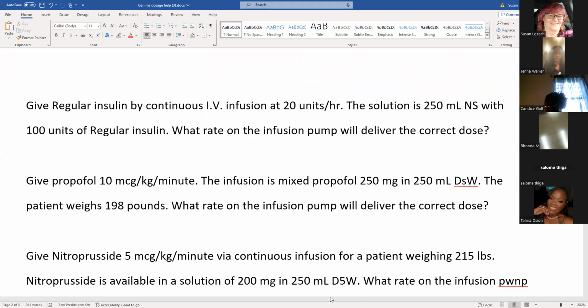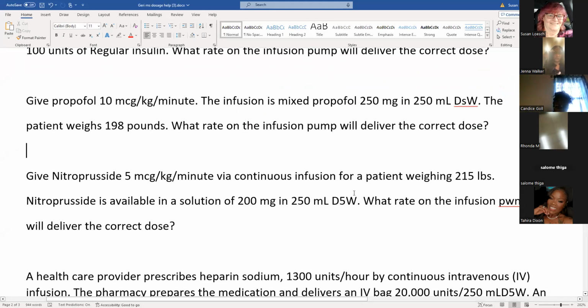All right, let's look at the next one. Now this is similar to the one that we were doing earlier, but there's a little difference in this one. This is asking you again, what rate on the infusion pump will set the correct dose? So again, if you were setting the correct dose, what is our formula? One, we have to change the mcg. I didn't ask you all that. I said, what's the formula? Desired over have. Perfect. That's simple.